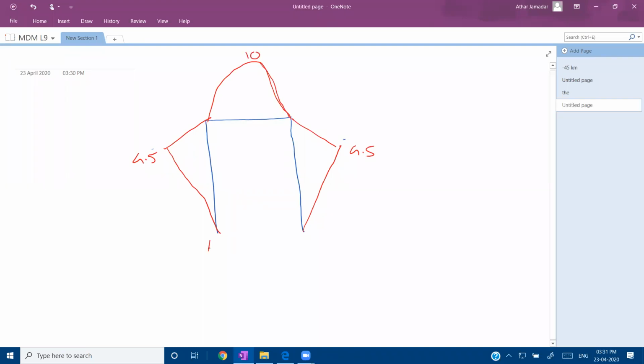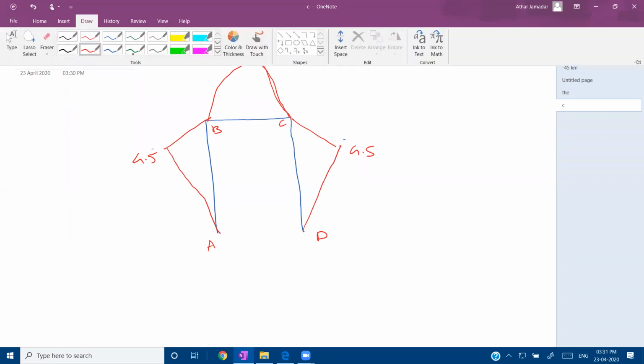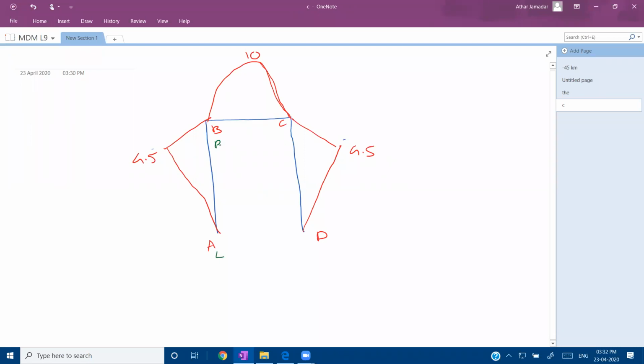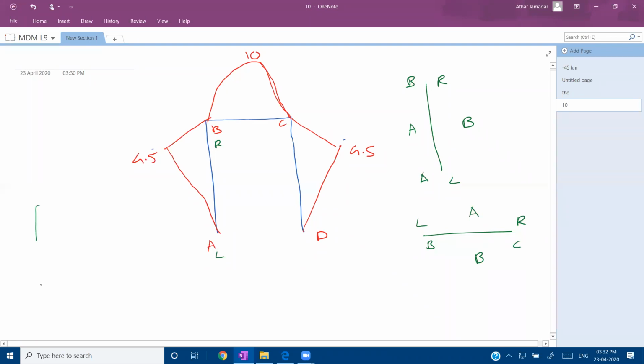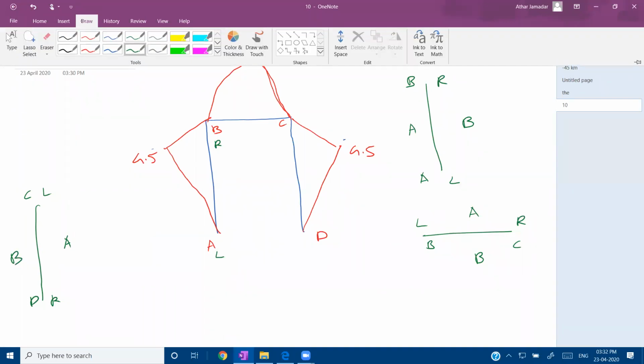So remember, this is A, B, C, D. In case of AB, A will be the left support and B will be the right support. In case of BC, B will be the left support and C will be the right support. This is the above part, this is the below part. And in case of CD, C will be the left support and D will be the right support, this is the above part and this is the below part. Now, on this diagram we will overlap the support moment diagram.